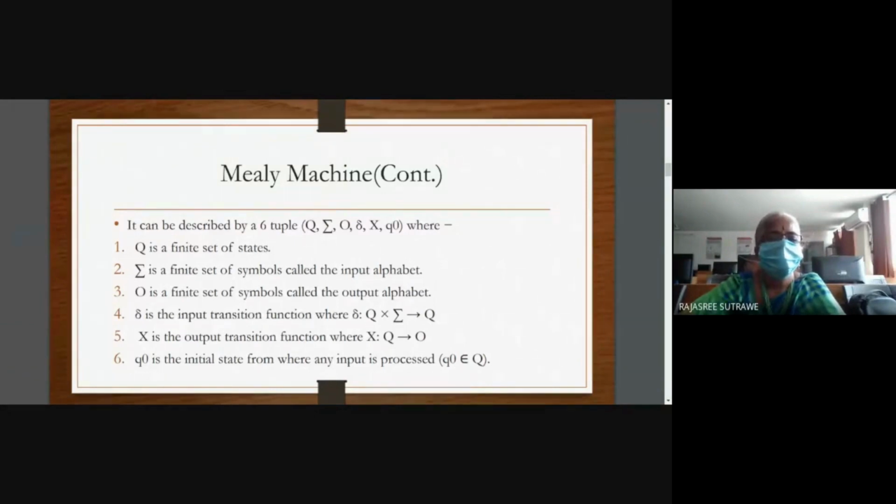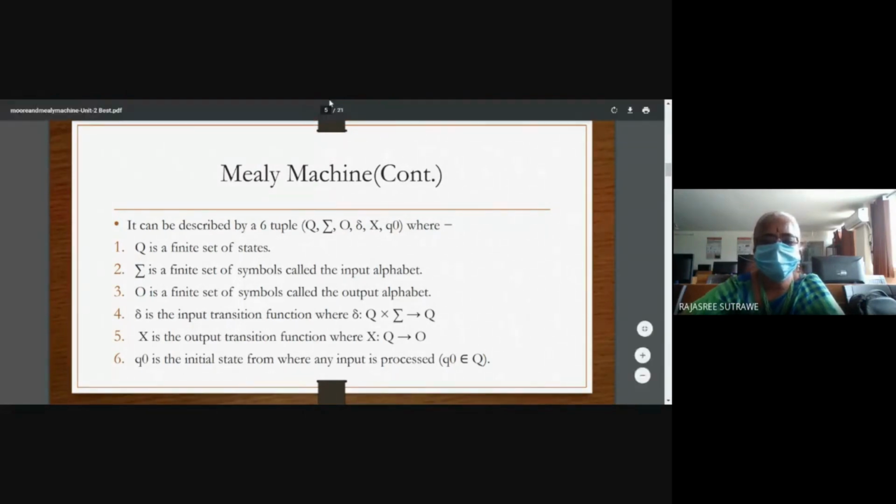So we are going for here, O is the finite set of symbols called the output alphabet. Because we are considering output also, that's why we are going for output alphabets. Then delta is the transition function, same as NFA and DFA. Here delta is nothing but the cross product of Q and sigma, which maps to Q. Then lambda is the output function, where Q maps to the output alphabet O. Q naught is the initial state from where any input is processed.